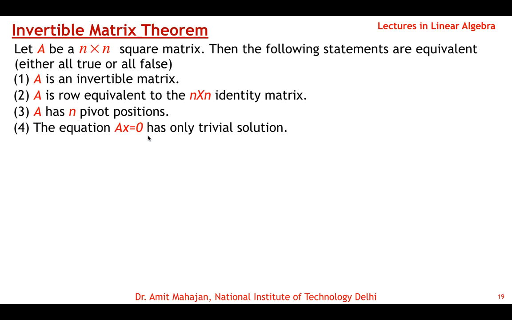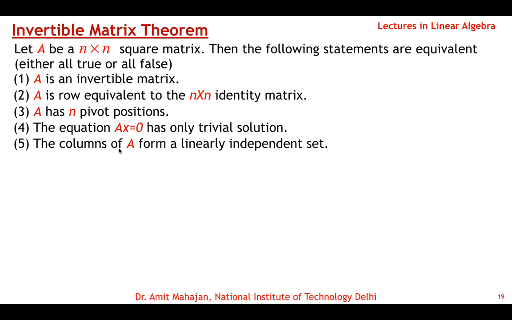The homogeneous system will have only the trivial solution. Because there are n pivot positions, all columns are pivot columns, there is no free variable, so the homogeneous system will have only the trivial solution, because for a non-trivial solution we need at least one free variable, one non-pivot column. So this is again true. The columns of A form a linearly independent set. That is again true, because if any one column is linearly dependent, then that column will not be a pivot column, and so the homogeneous system will have infinite solutions. So definitely they are linearly independent, only then will they be pivot columns.